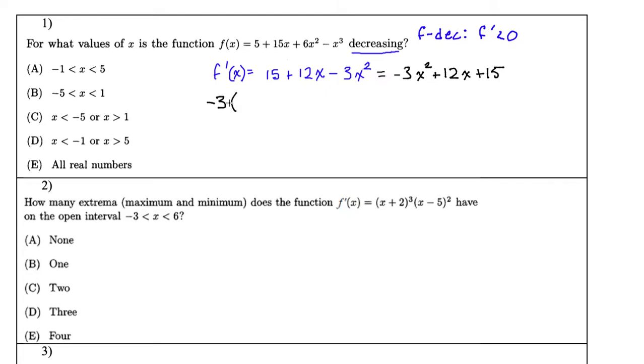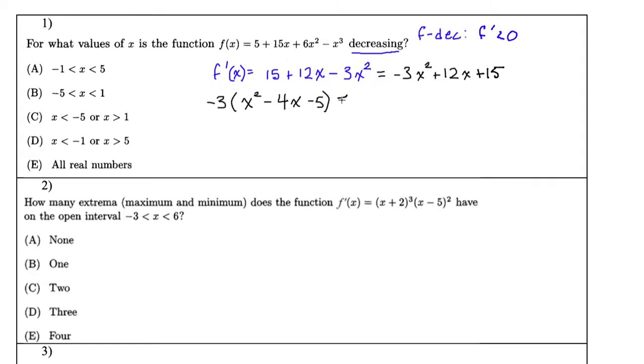If we need to review factoring for AP Calculus, just let me know and we can do that. So negative 3x squared divided by negative 3 is just x squared. We have minus 4x and then minus 5. Again, I'm just dividing 12x by negative 3. Positive divided by negative is a negative. Hopefully all of that is okay.